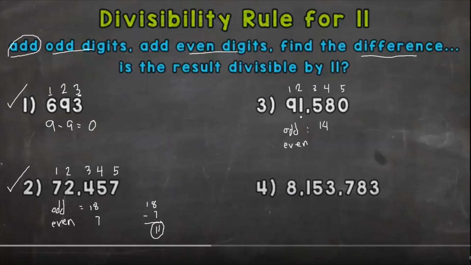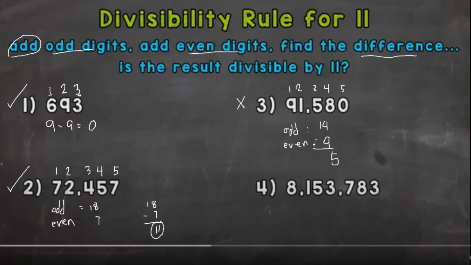Now, for the even numbers, we have here 1 and 8. 1 plus 8, the answer is 9. So let us now subtract. 14 minus 9, the answer is 5. Now, is 5 divisible by 11? The answer is no. Since 5 cannot be divided by 11, therefore, 91,580 is not divisible by 11.